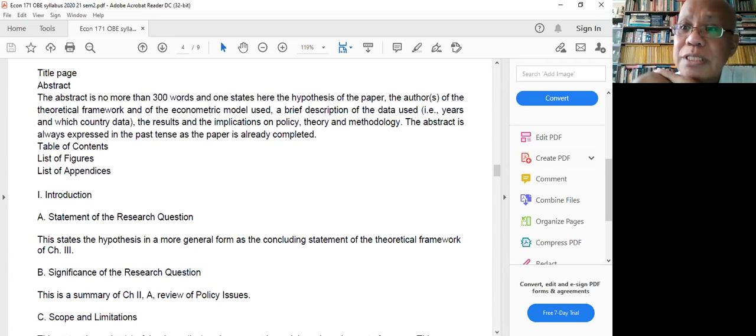And then dito sa abstract, it's also one of the last things you write down because you have to write it down in the past tense. You cannot write it down before you complete the paper. You have to do this pag natapos niya, so nasa past tense. So it's a summary of the paper that you did. Okay?